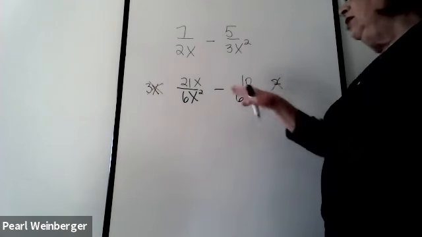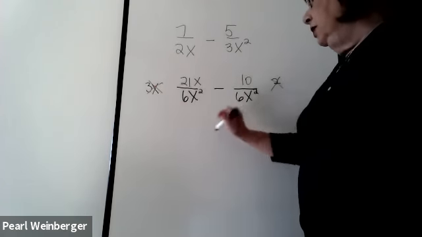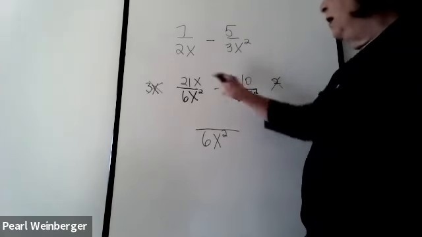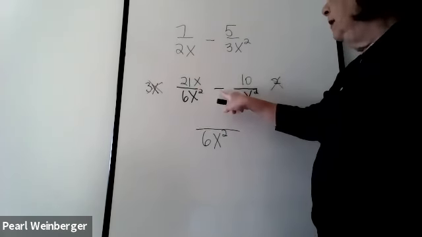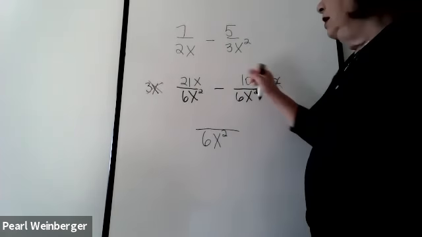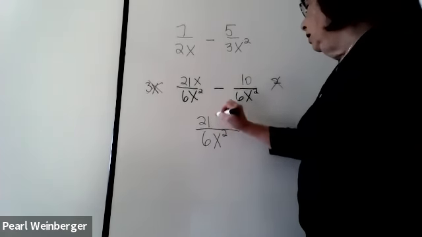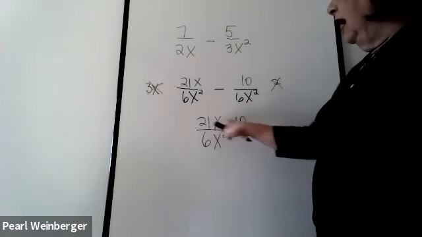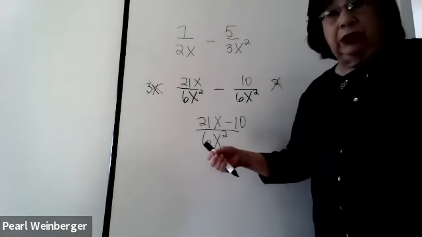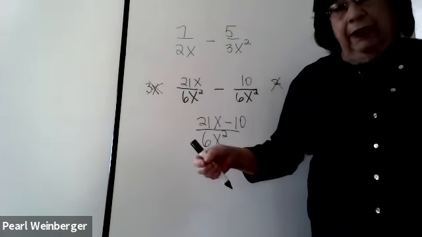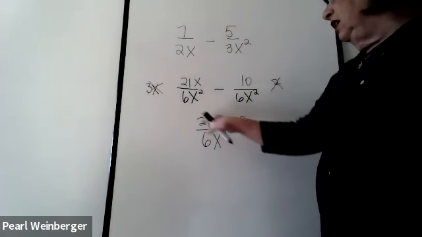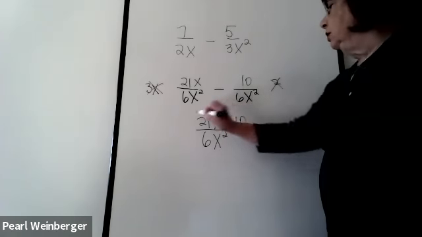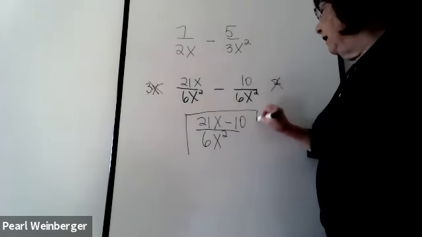Now my two fractions have the same common denominator. So in order to combine them, I just have to forget about the denominator. I'm going to put them all over the common denominator of 6x squared. And I'm going to do 21x minus 10. Now they're not like terms, so I just leave it. 21x minus 10. Since now my numerator is a binomial, it's more than one term, I'm going to try and factor it to see if I could reduce anything. Now, there's nothing to factor and there's nothing to reduce, so this is my answer.